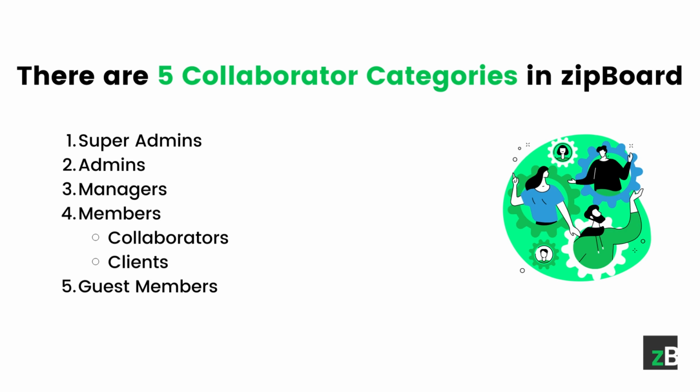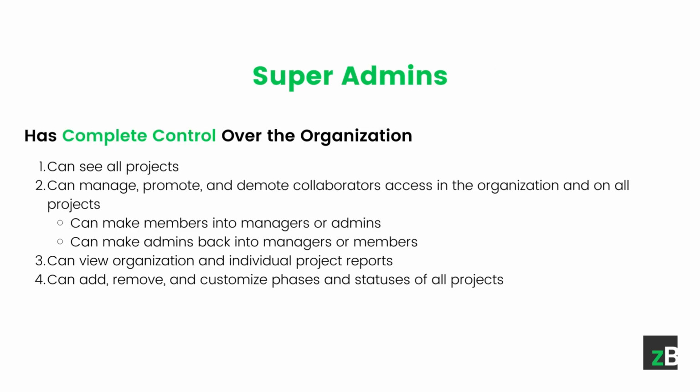There are 5 different collaborator categories in zipBoard: super admins, admins, managers, members, which includes collaborators and clients, and lastly, guest members. Super admins have complete control over the organization.